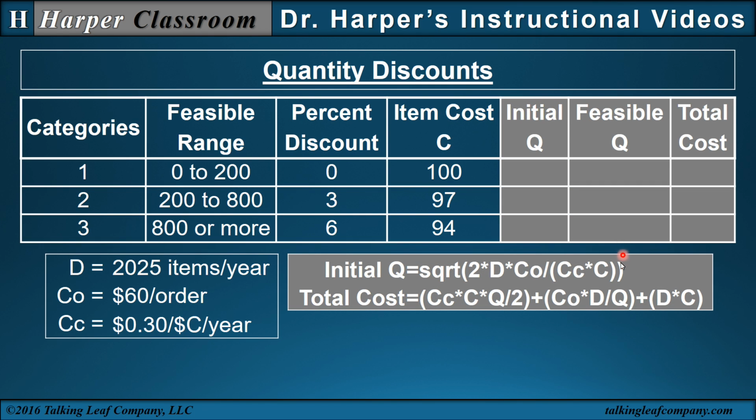To solve a quantity discount problem, we start with calculating the initial Q, where the equation is given here, where the C is the discounted item cost for each category. The second step, compare the initial Q with the feasible range to determine the feasible Q. The third step is use the feasible Q with the discounted item cost to determine the total cost, where the equation is given here, and that feasible Q, which yields a minimum total cost, is the EOQ. That's the solution procedure. Now let's see how to solve this with Excel.